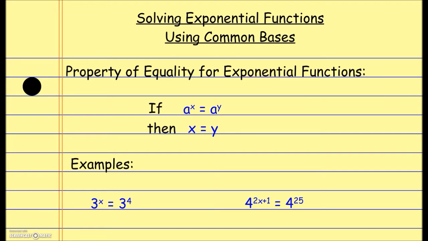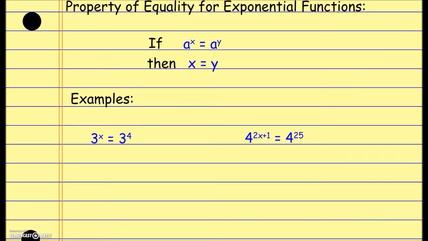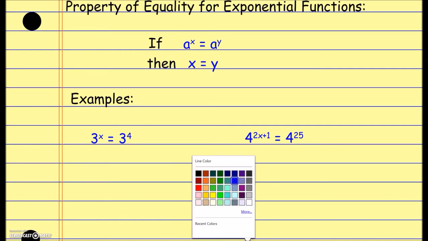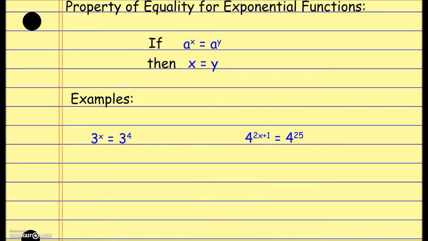For example, if I look at the first one, I've got 3 to the x equals 3 to the 4th, and really common sense would tell us here that x would have to equal 4. But in terms of the property, we're just saying, okay, if the base is the same, if each of these are the 3, then the exponents have to be the same. The x has to be the same as the 4. In other words, x equals 4.